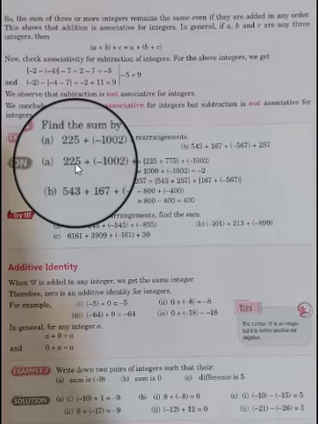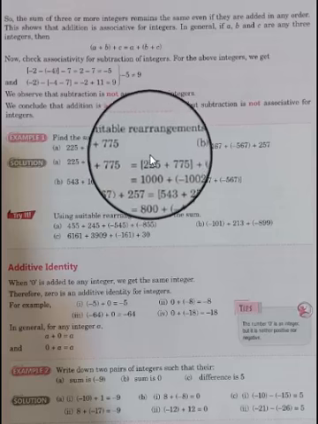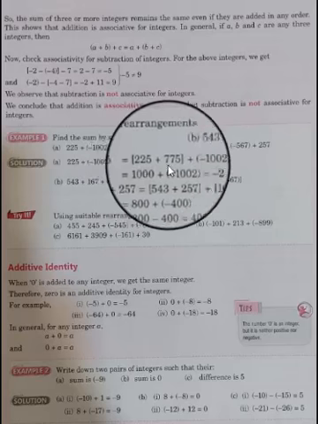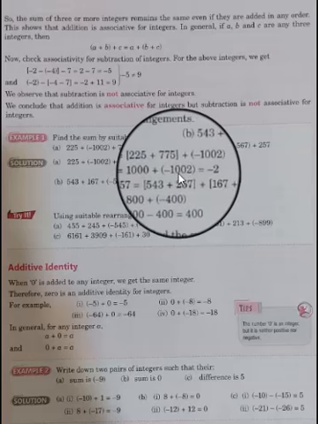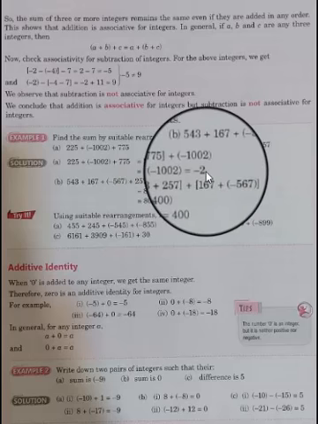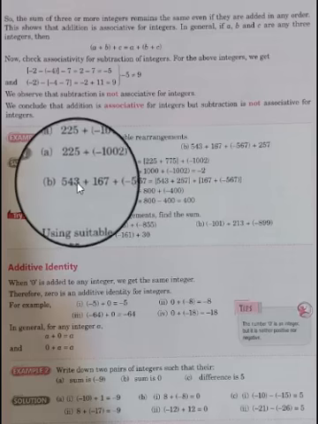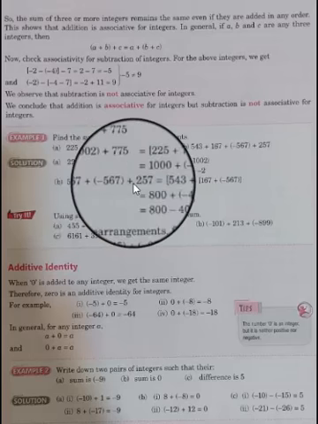I'll be selecting the numbers first and placing them in the bracket. Then I will add them. The result comes out to be 1000 minus 1002. The result gives minus 2. Now let us see one more example here.